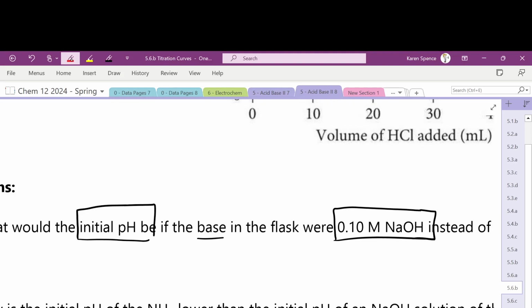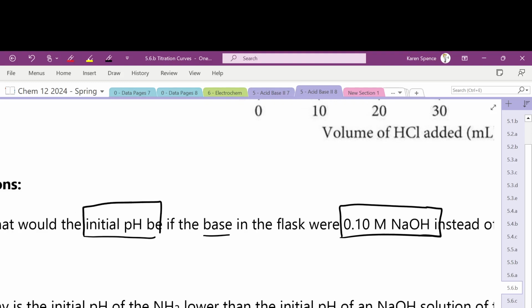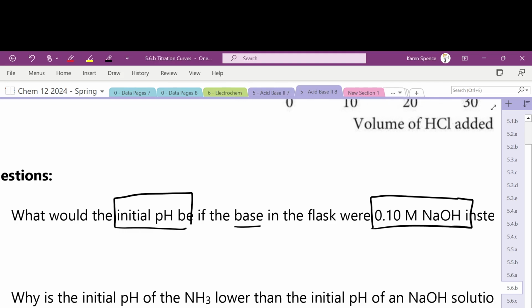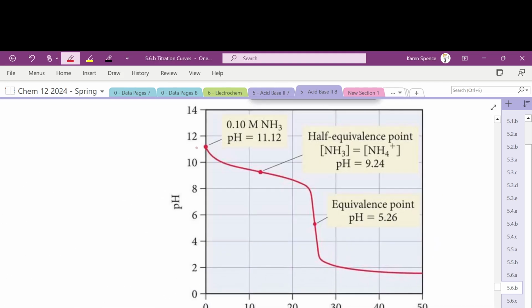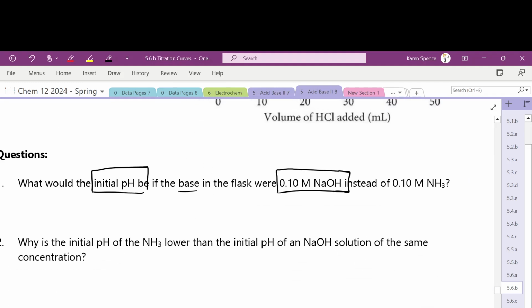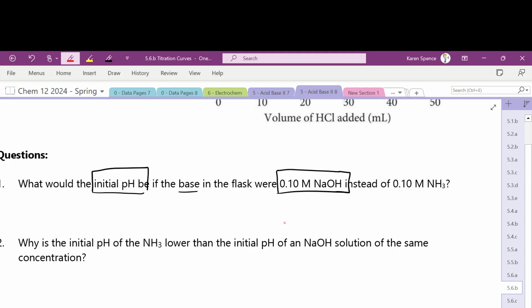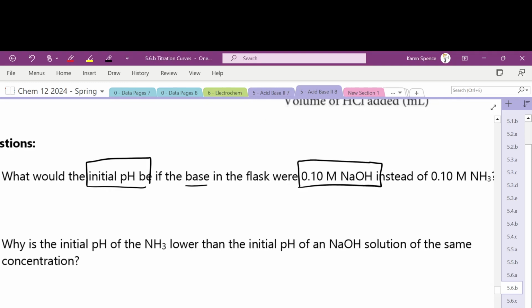That's a random stab in the dark, isn't it? Oh wait, no, not weak base. So we have a weak base here. What if we had 0.1 molar NaOH instead of 0.1 molar NH3? It will be 1. Will it? 1.00. You're on the right track.